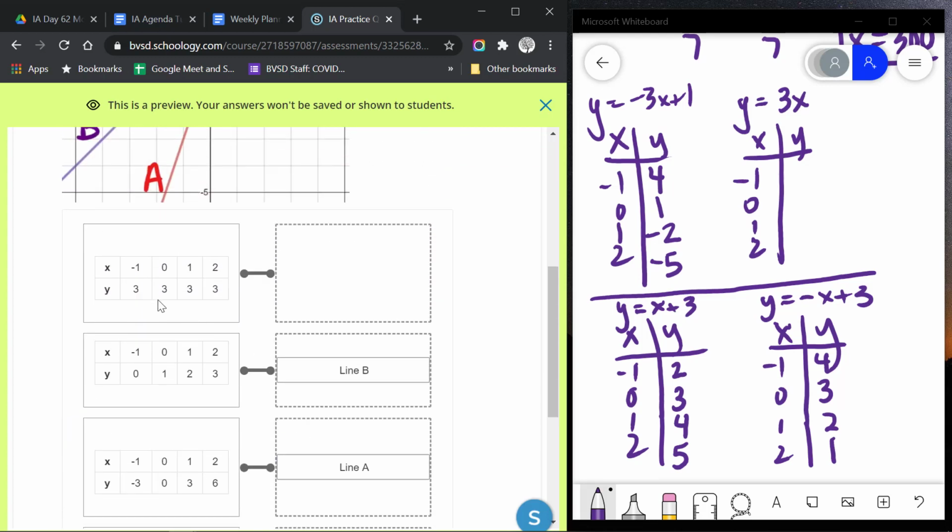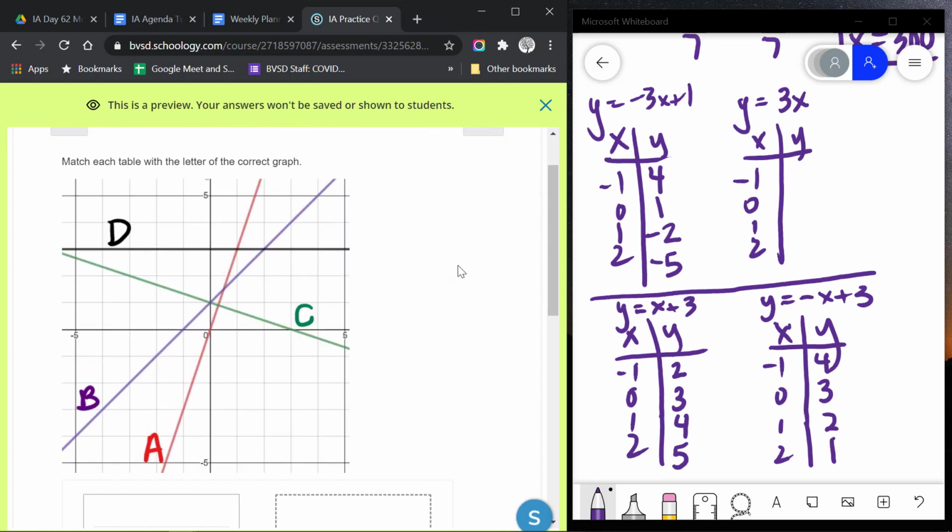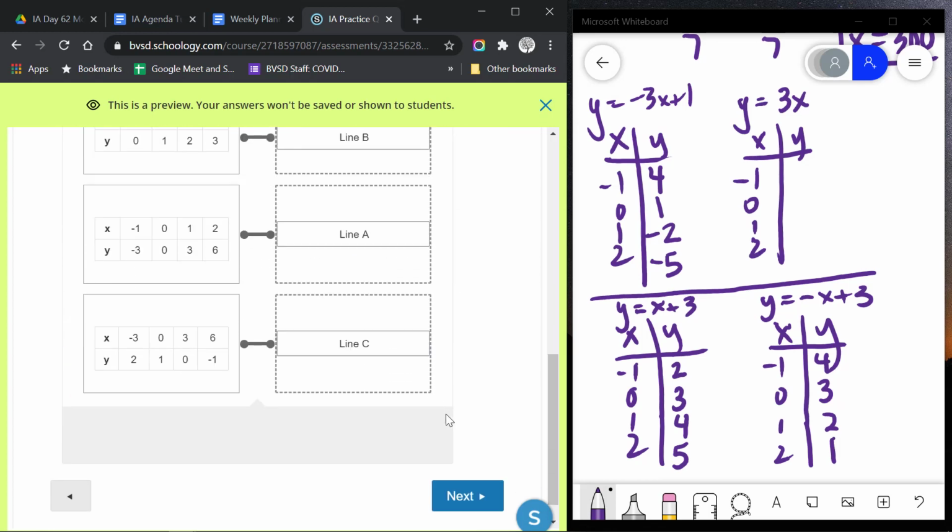And then line D, oh yeah, this is line D, right? No matter what X is, Y is always 3. Great. So that's it. You have to do a little bit of scrolling back and forth for that one, but make sure you got those right.